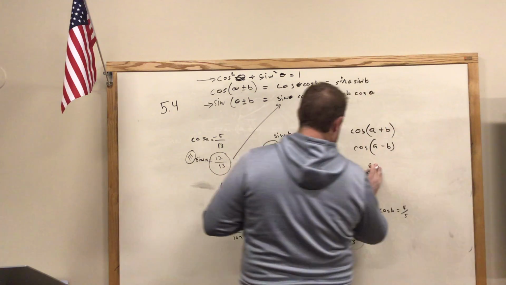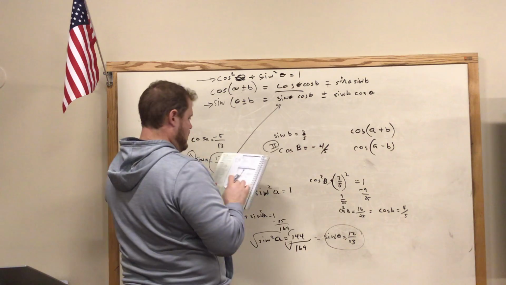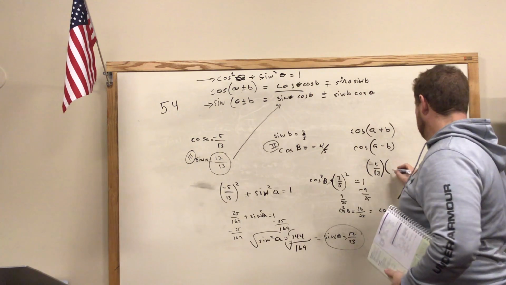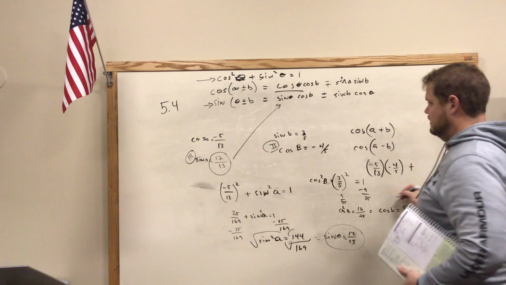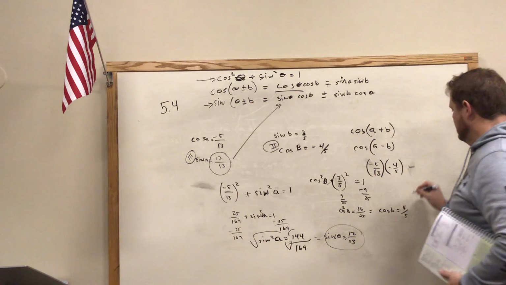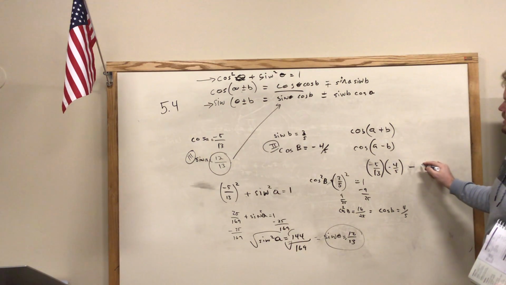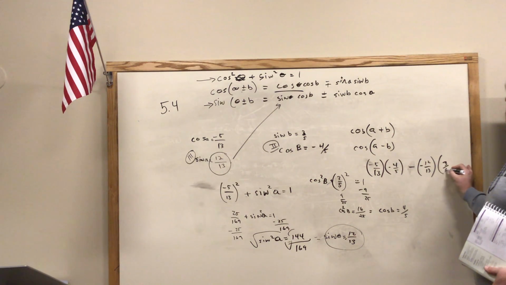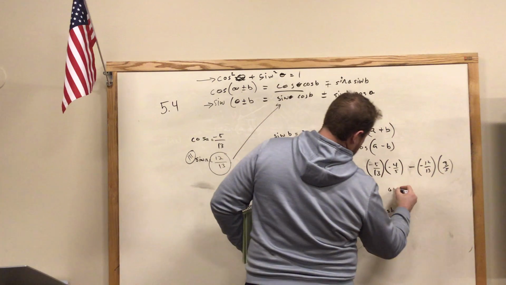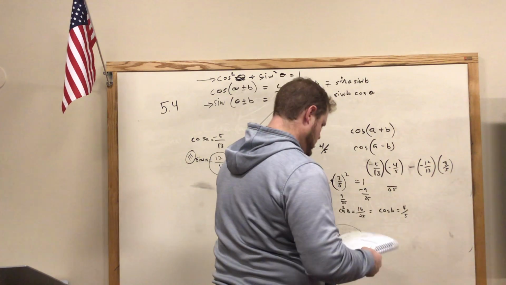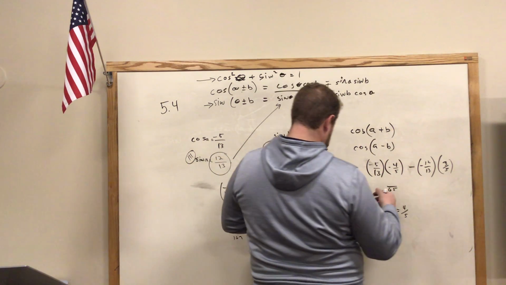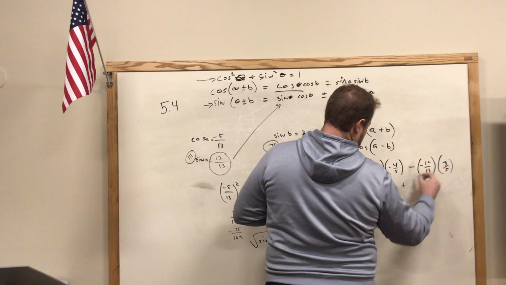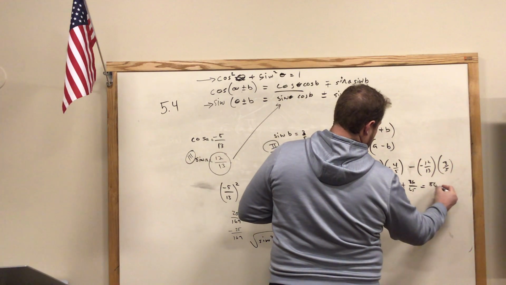Cosine of A plus B is cosine A, which was negative 5/13, times cosine B, which is negative 4/5, minus sine A, which is negative 12 over 13, times sine B, which is 3/5. With a common denominator of 65, this is a positive 20, and a minus and a minus becomes a positive 36, over 65, which equals 56 over 65.